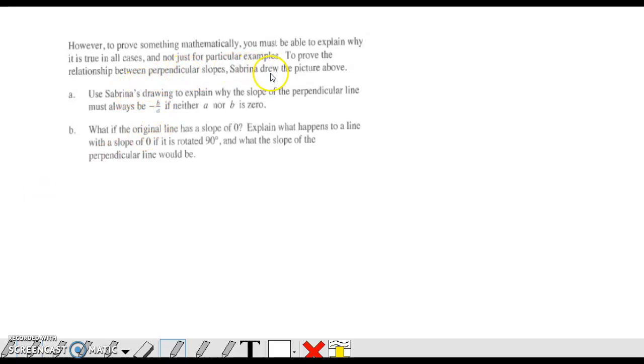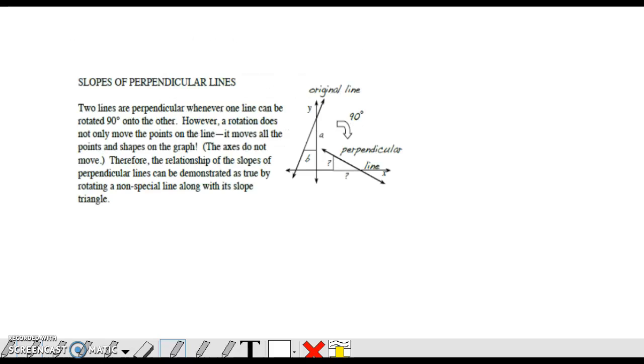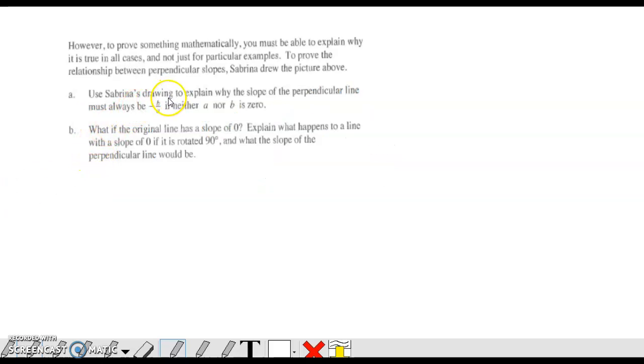So to prove this, Sabrina drew the picture above. So she drew this picture right here, okay? And what we want to do is use her drawing to explain why the slope of the perpendicular line must always be -b over a if neither a nor b is equal to 0. Because again, if it's 0 over a, that just equals 0. And if it's b over 0, remember that this is undefined. And then what happens if the original line has a slope of 0? We want to explain what happens.